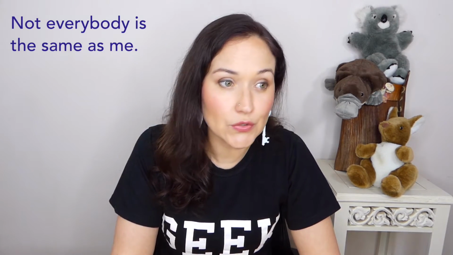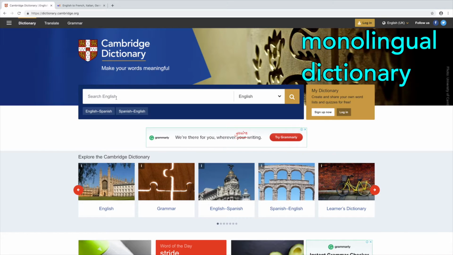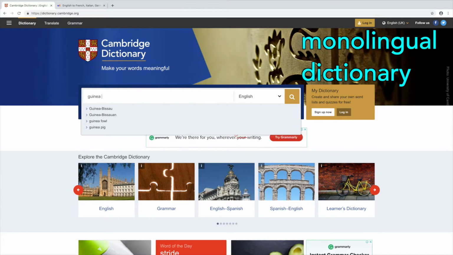I have a friend who's very good at languages. He's a translator and interpreter, and most of the time he uses monolingual dictionaries. However, even he sometimes uses bilingual dictionaries for things that are very concrete, like parts of a car or animals, because it's simpler. Let's pretend that I'm a French speaker and I'd like to know the meaning of this.